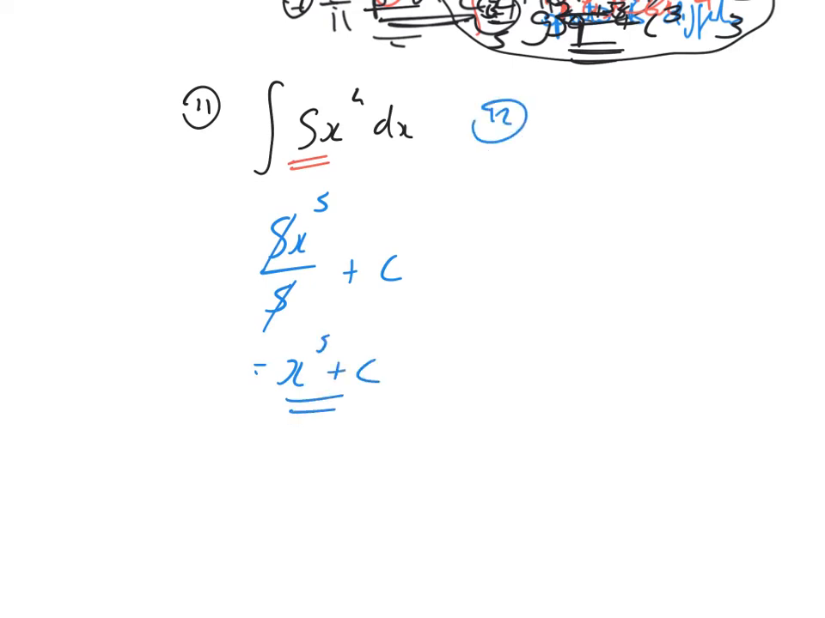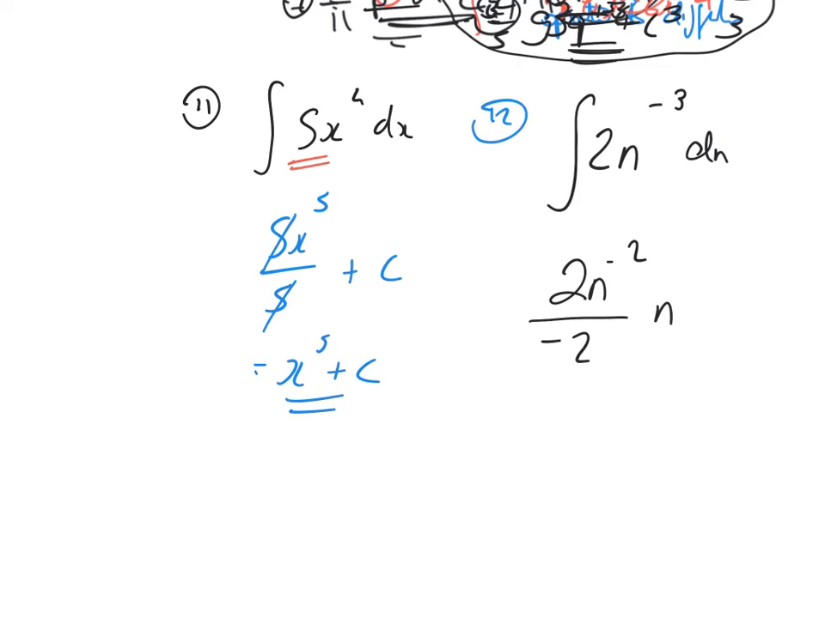Example 12. 2n to the minus 3 dn. Add 1 onto the power, divide by the new power, plus c. Okay, so 2 divided by 2 is 1, but 2 divided by minus 2 is minus 1, so that would just be minus 1n, minus n to the minus 2 plus c.